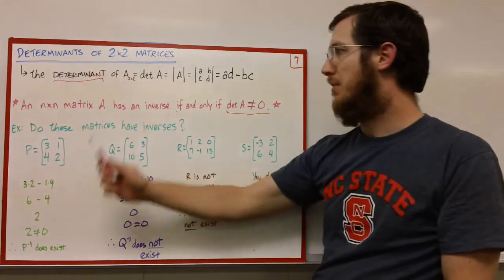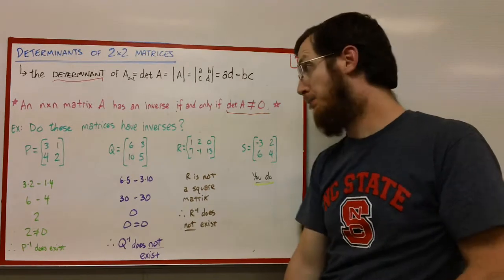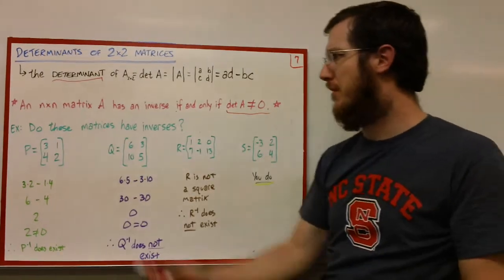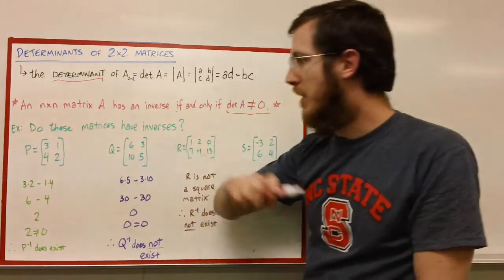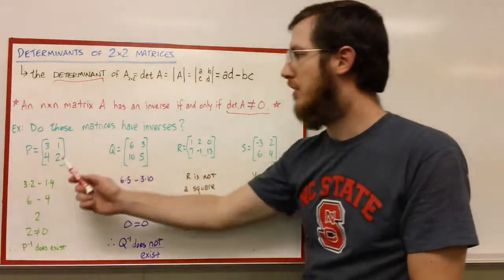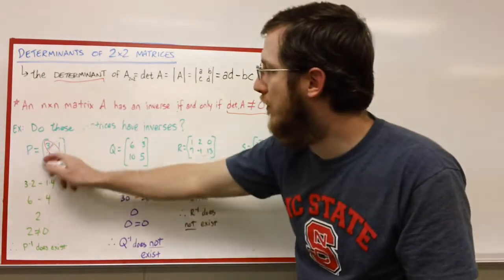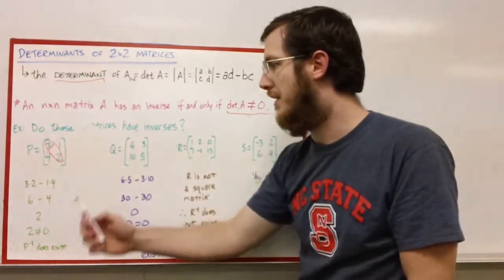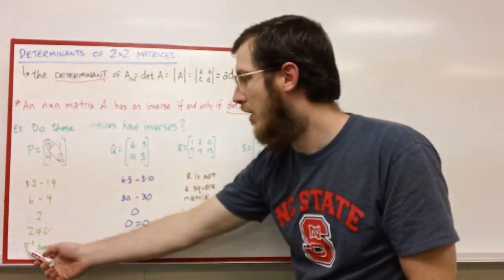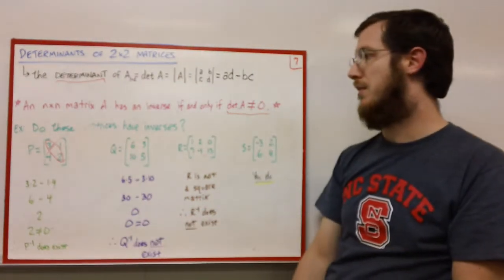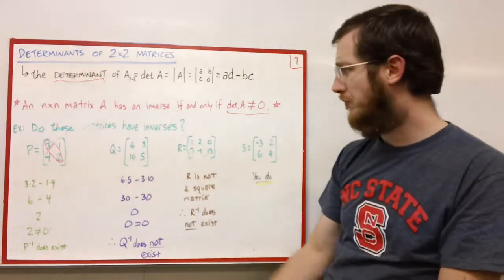Okay, so let's look at some examples of when we can use this. We're asked, do these matrices have inverses? We've got 4 matrices that we're given, P, Q, R, and S. So let's start off with P. Okay, we've got a 2 by 2 matrix. So let's find the determinant. To find the determinant, we do 3 times 2 minus 1 times 4. So we get 6, take away 4, which is 2. 2 is not 0. Therefore, the inverse of P does exist. So yes, P has an inverse. We don't know what it is right now, but we know that it exists.